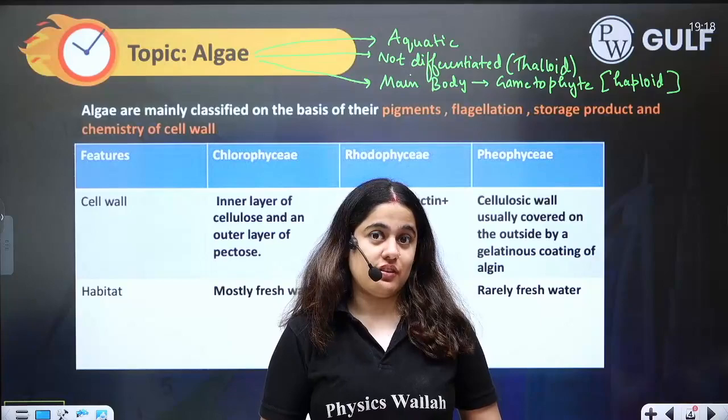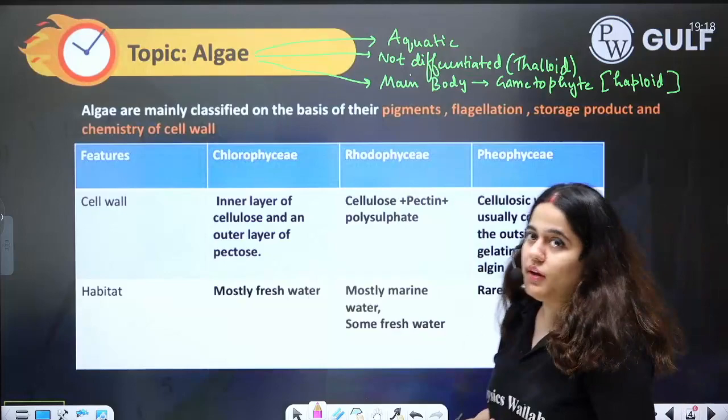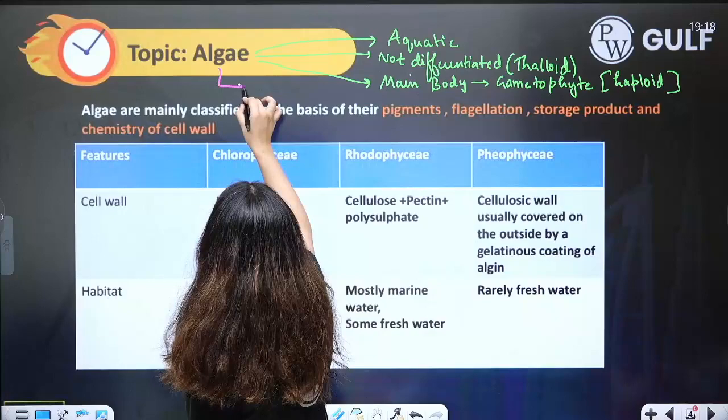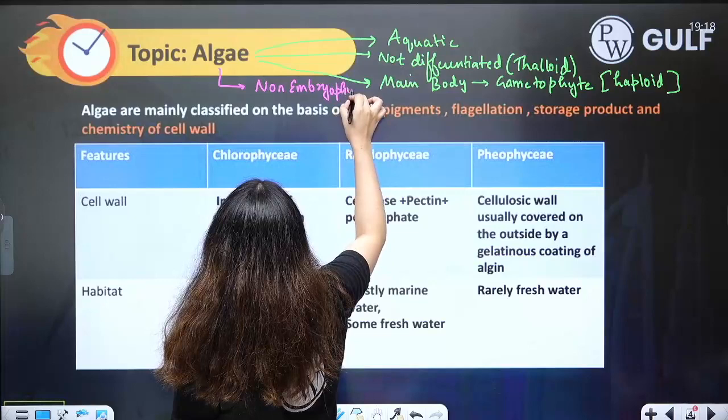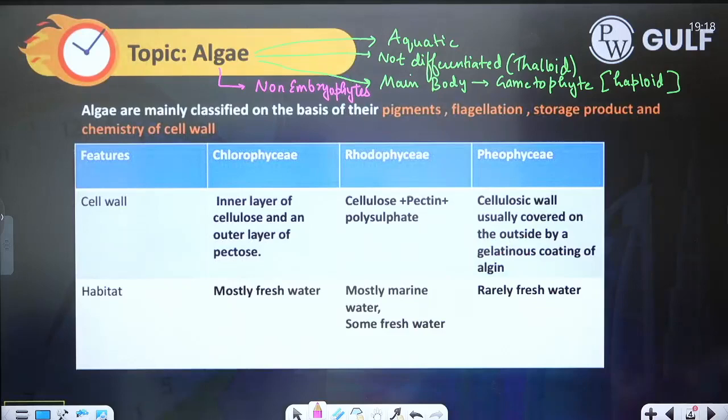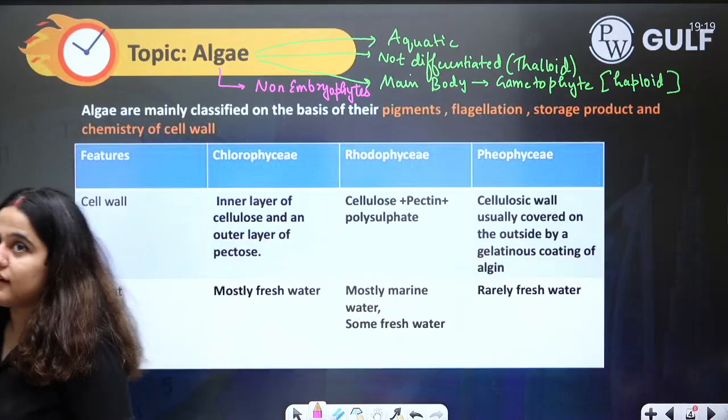Now algae do not form embryo. Algae are the only group of plants that do not form embryo from zygote. So they are non-embryophytes, right? So algae are the non-embryophytes. They do not form embryo in their life cycle. Remember, algae is the lowest plant and they don't form embryo.